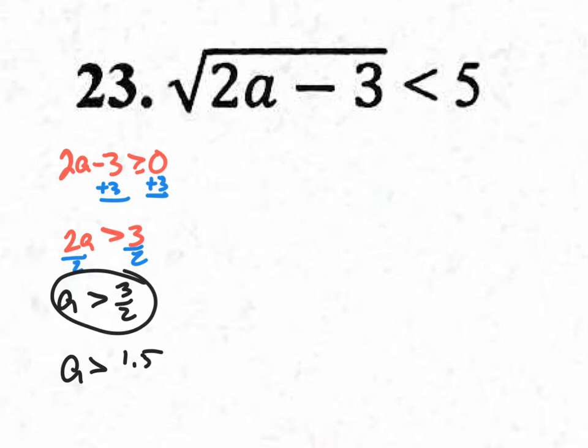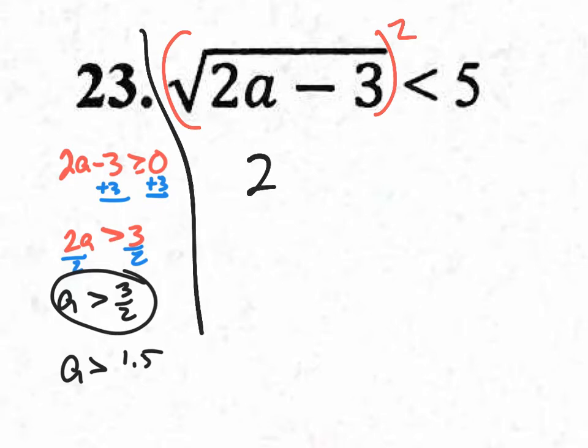So what else? Now let's go back and solve the entire inequality. If I want to get rid of a square root, I have to do the opposite of a square root, which is squaring. The square and the square root are inverse operations. They will undo themselves. So if you did that, you would end up with 2a minus 3 is less than, but then again, if you squared the left side, you have to square the right side, which would mean you get 25 on the right side. 5 squared is 25. So this is your new inequality that you're solving.